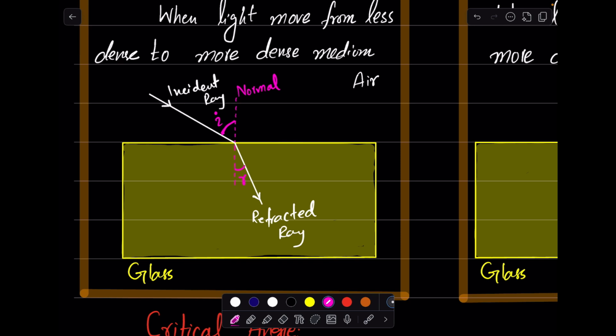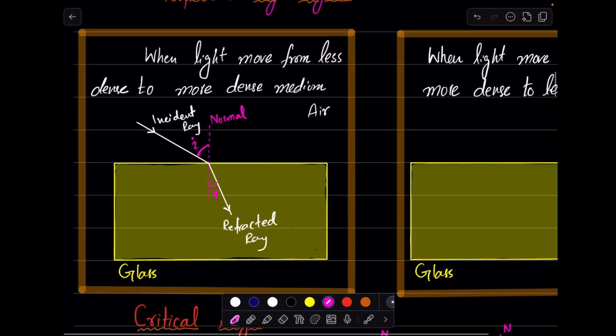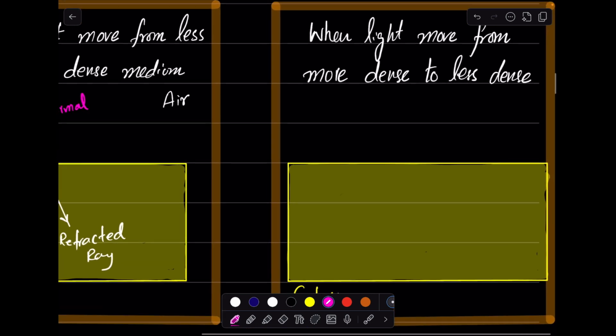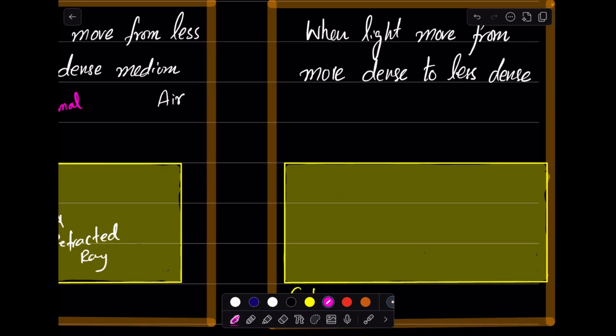Okay. Yeah, so now let's see the other case. The other case can be that the light is traveling from the dense medium. It means it is already in the glass and it's moving towards the air. So this is the incident ray now, and I have to draw the normal first because the normal is the reference line, and this is the normal. Okay, it's perpendicular to the boundary. This was the boundary of the two mediums.